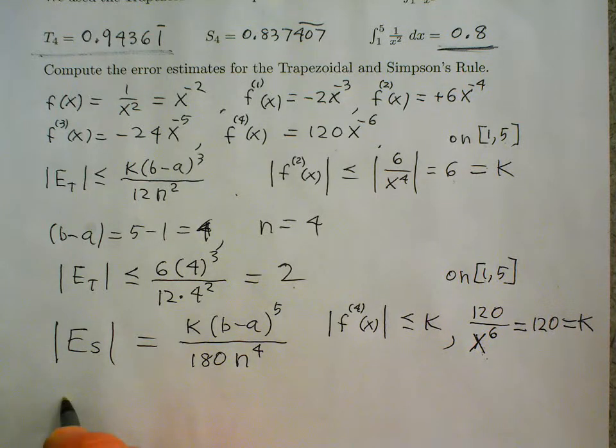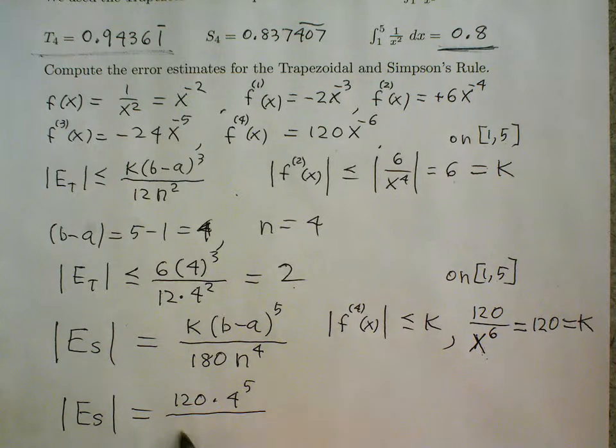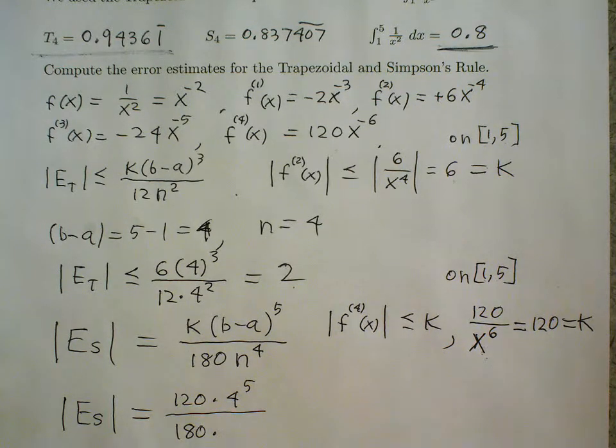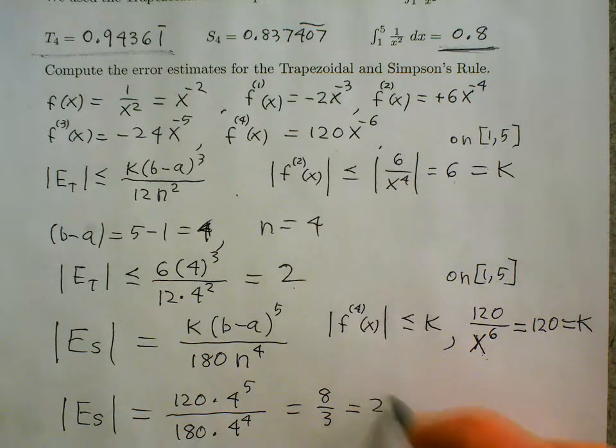Okay, so we can compute the error estimate for the Simpson's rule. K is 120, b minus a is 4 again, 4 to the 5th, divided by 180. N is 4, so 4 to the 4th. And we get 2/3 times 4, or 8/3, which is 2 2/3.